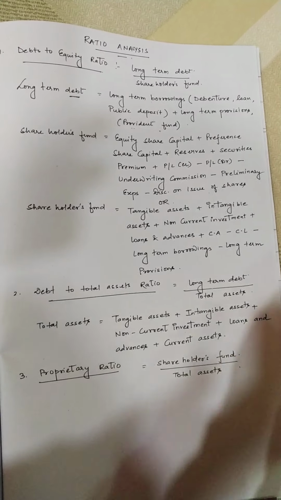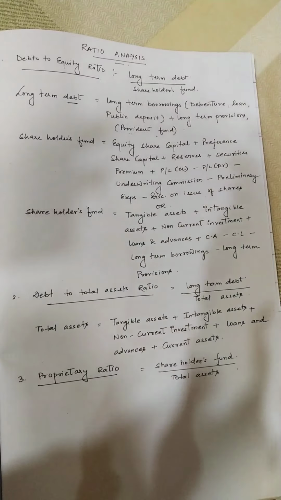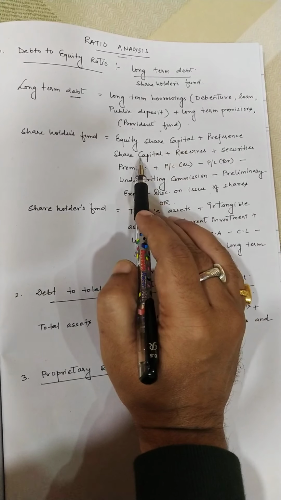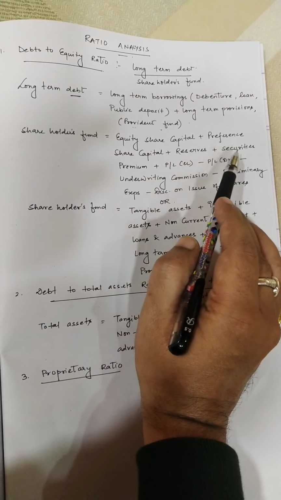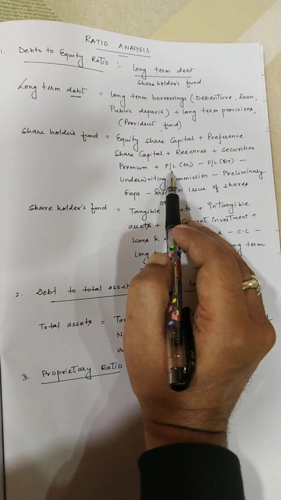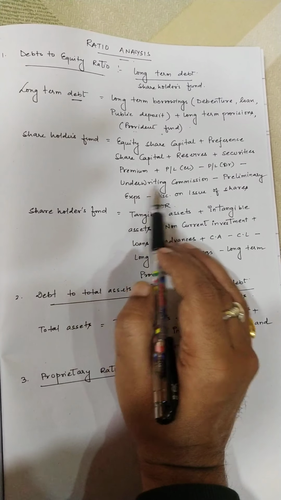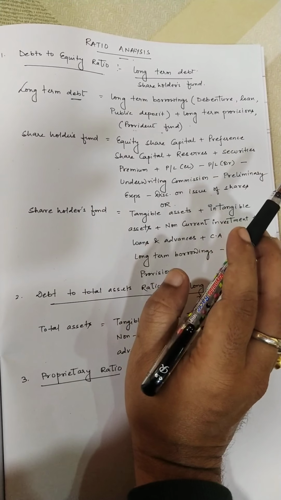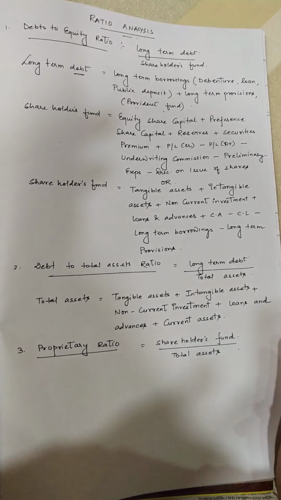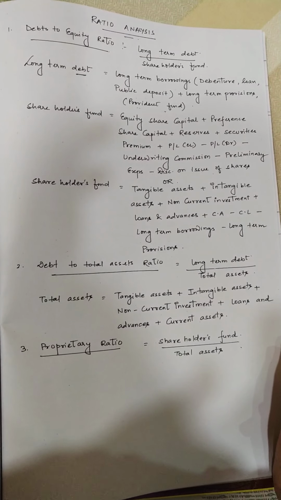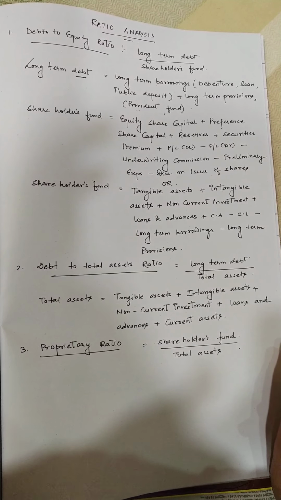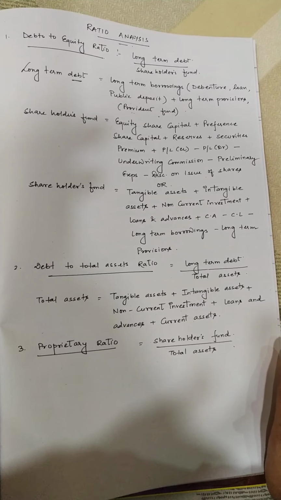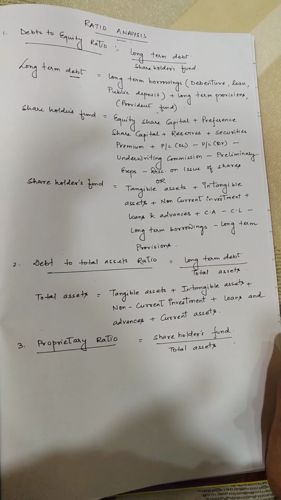Now, the shareholders fund. Here we have two formulas for the shareholders fund. One is the equity share capital plus preference share capital, plus all the reserves, securities premium, and surpluses. Losses, underwriting commission, preliminary expenses and discount should be written off from the reserves and surpluses. And the second formula is tangible fixed assets, intangible goodwill, patents, non-current investment, loans and advances, current assets. It means the total of all the assets minus current liabilities, long-term borrowings and long-term provisions.